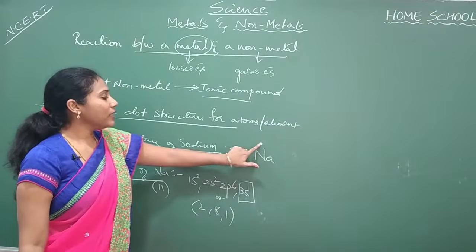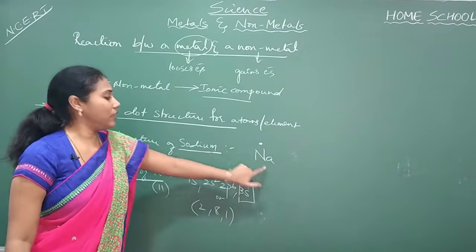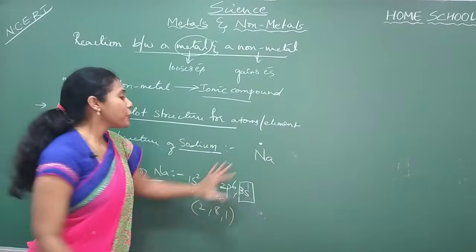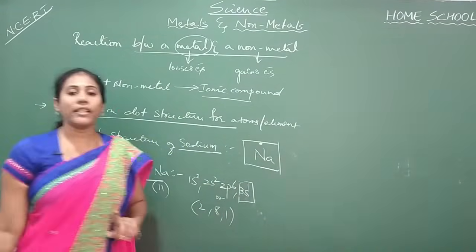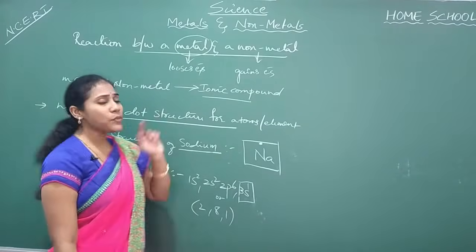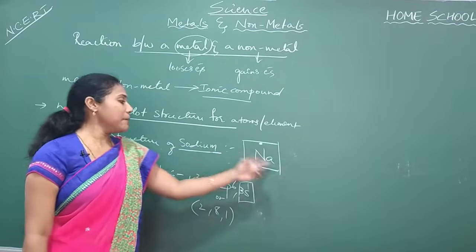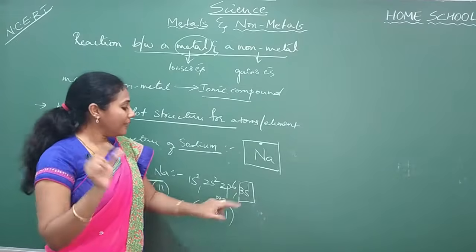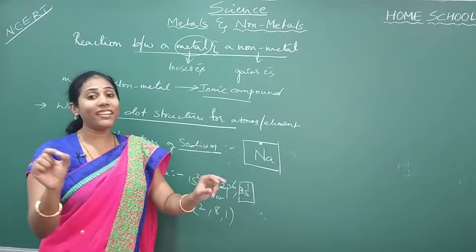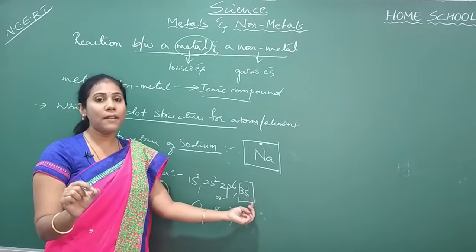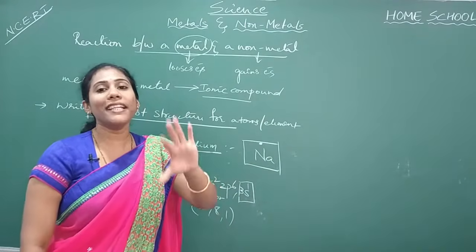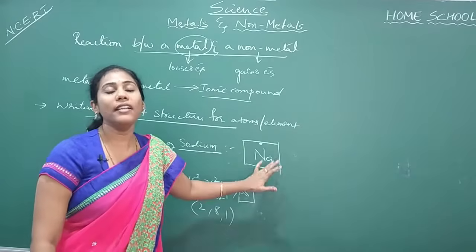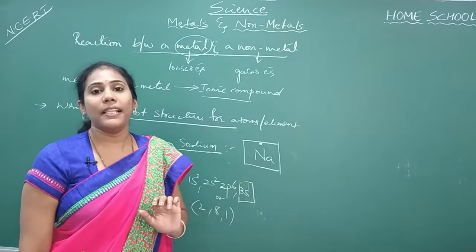You can put this dot here, here, here or here, wherever you want. So now this is the dot structure for sodium. Dot structure is very simple. You write the element's symbol, and then you count the electrons present in the last shell. That many dots you put around the symbol. That is called the dot structure of an element.